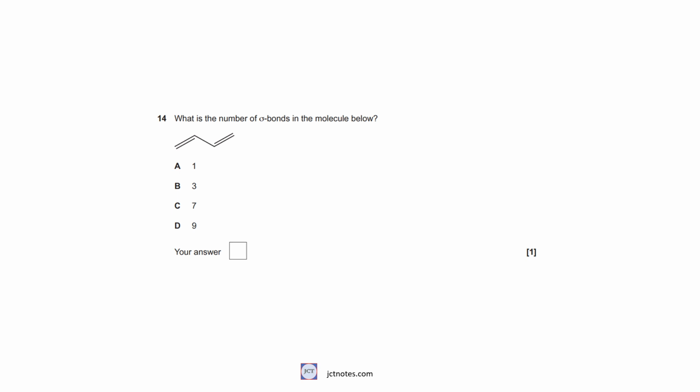In question 14, we need to find out the number of sigma bonds in a given molecule. The sigma bonds are the main bond between carbon atoms and between carbon and hydrogen atoms. The secondary bond between carbon atoms is a pi bond. We have 3 carbon-carbon bonds and 6 hydrogen-carbon bonds, giving a total of 9 sigma bonds. The answer is D.